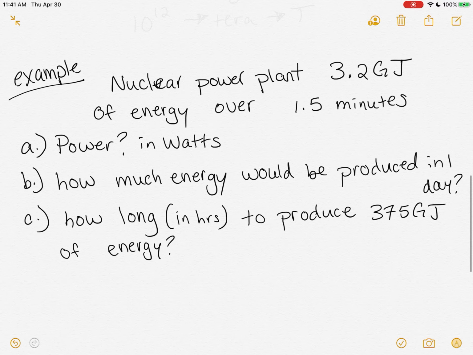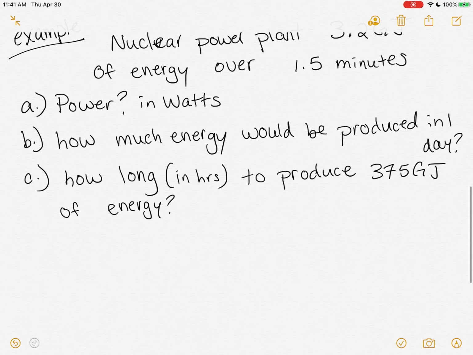Okay, so looking at this nuclear power plant, we have our 3.2 gigajoules of energy over 1.5 minutes. So that's how much energy gets created over 1.5 minutes at this power plant. So first we want to calculate what the power of the plant is. Then we want to see how much energy we could produce in one day. Then I want to see how long it will take for me to produce 375 gigajoules of energy. All right, so we're starting with part A.